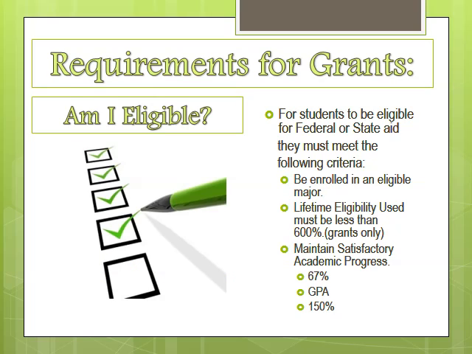What are the requirements for grants, and are you eligible? For students to be eligible for federal and state aid, they must meet the following criteria. You have to be enrolled in an eligible major. Lifetime eligibility use must be less than 600% and maintain satisfactory progress, which includes passing the 67% GPA and 150 requirement.